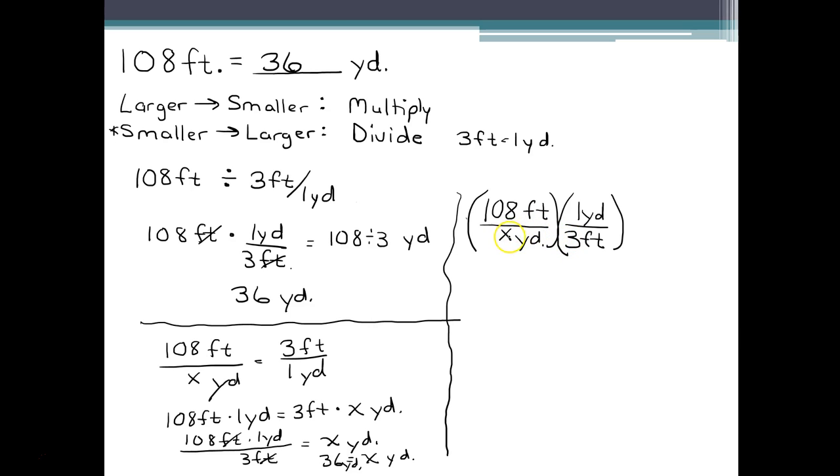Or you don't even have to put the X yards underneath the 108 feet. You could just leave that out and just put a 1 there. Then when you finish doing this, you'll have 108 over 3 yards, which gives you, again, 36 yards. So it's just a slightly different way of setting it up. So pick the way that works best for you.